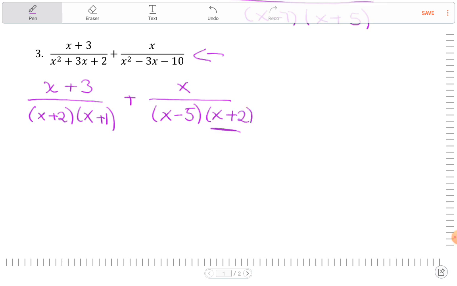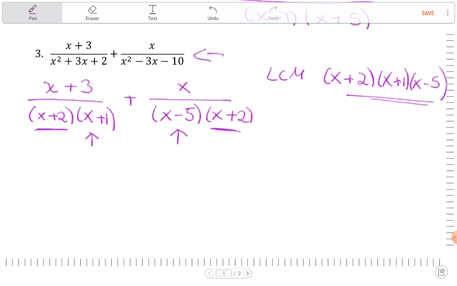Both denominators have an x plus 2. So that definitely has to be one of my multiples, an x plus 2. But this one also has an x plus 1. And on this side, we have an x minus 5. This now is going to be our least common multiple, which will be the denominator of our fraction.